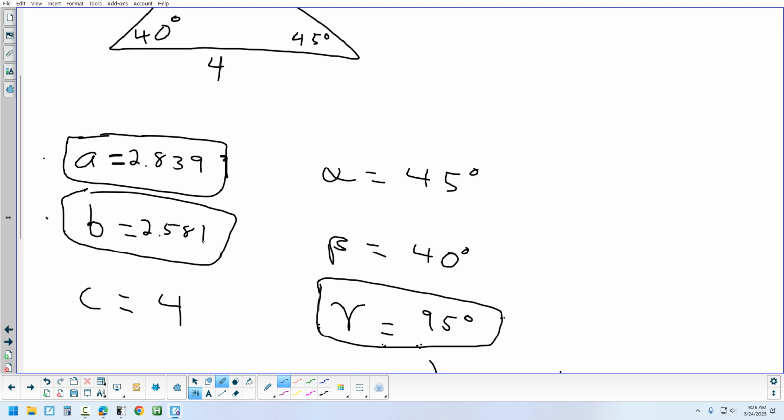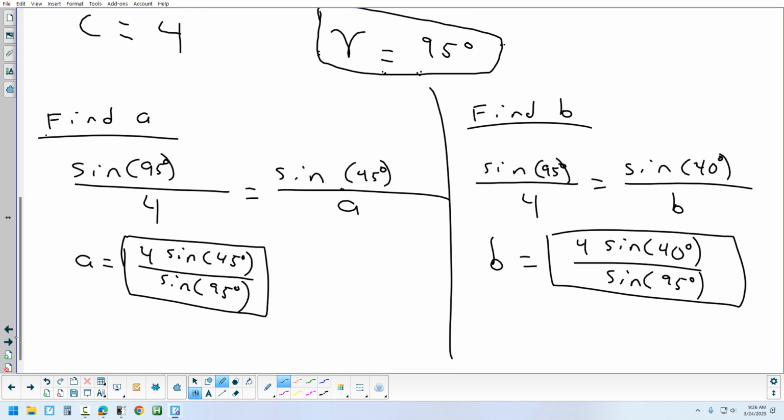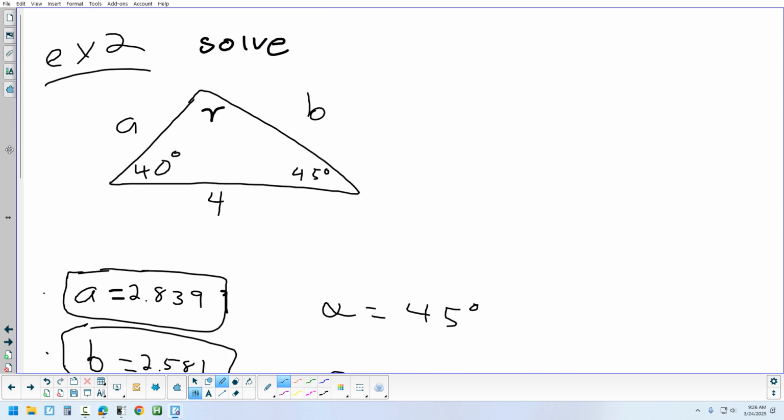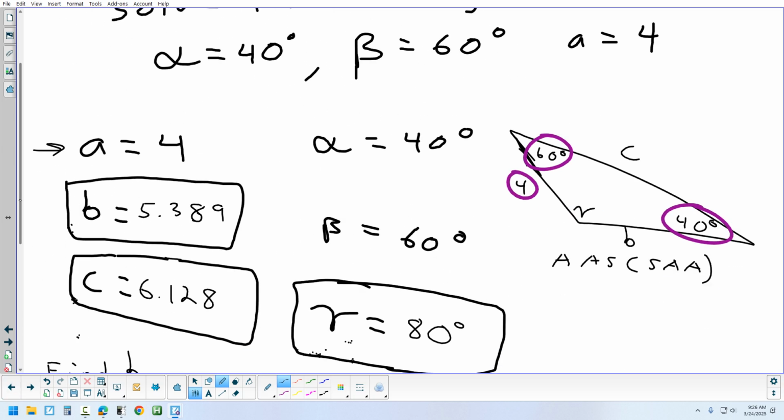Okay, looks like A and B are pretty close. And that's because alpha and beta are pretty close. Alpha is a little bit bigger than beta, so A should be a little bit bigger than B. Okay, and C is the biggest side, and that is with the biggest angle. So everything looks okay. All right, any questions on that one? So whether it's angle, side, angle, or angle, angle, side, they're both pretty similar. Okay, there's not really a lot different when you go to solve.